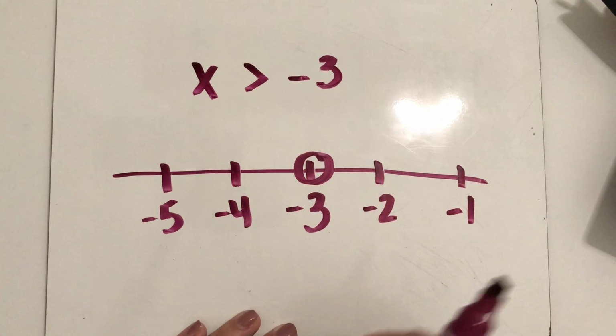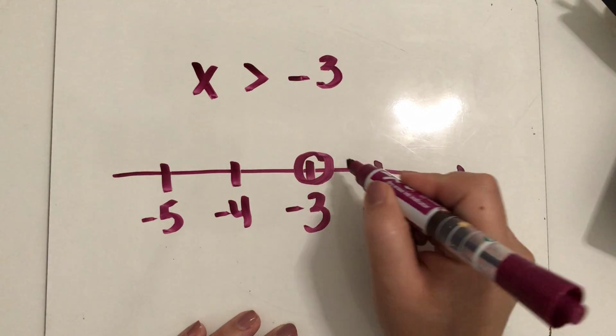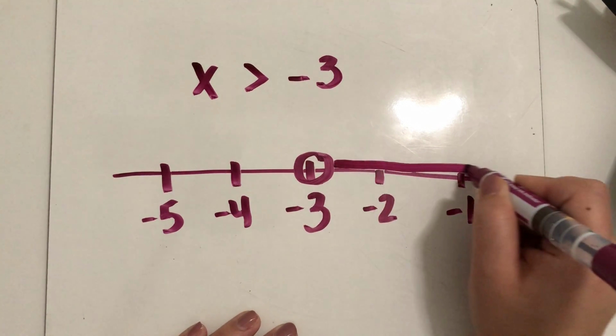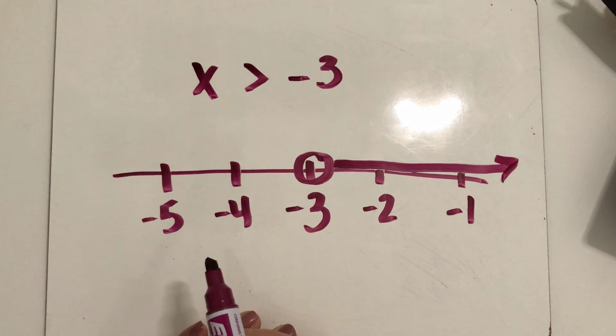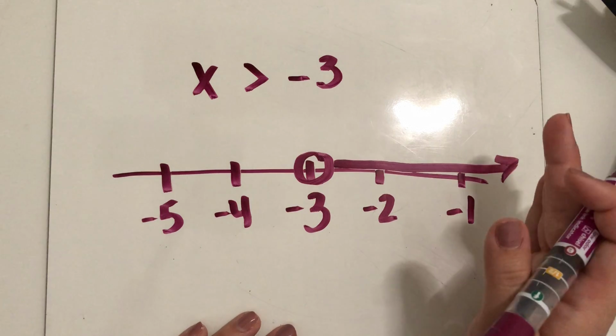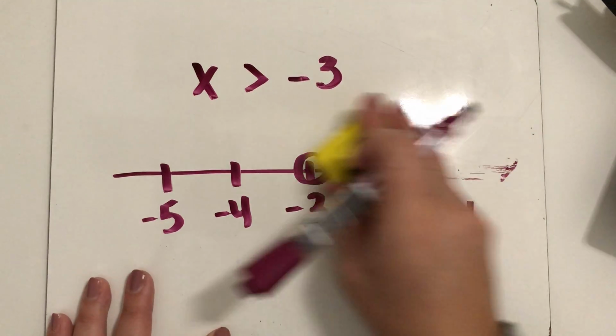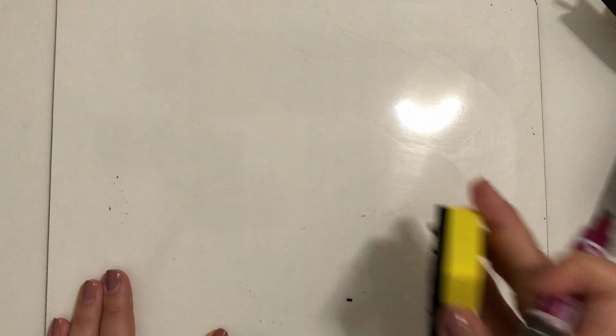Now, it tells us that x is greater than negative 3. That means that I'm going to be shading everything that is greater than negative 3. So that tells me that any number that falls greater than negative 3 would be a solution of this inequality, okay? Now, you may have to simplify an inequality before you can graph it.